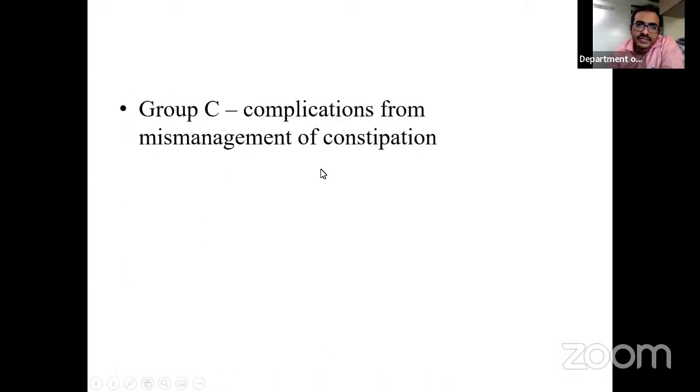Now, group C is the complications from mismanagement of constipation. So what is mismanagement of constipation? Low anomalies are associated with very good continence, but they have the problem of constipation. As there is constipation, it may lead to soiling, which is misinterpreted as incontinence, but that is actually pseudo incontinence. If we can manage this constipation properly, we can avoid that pseudo incontinence, and the patient can lead a normal life.